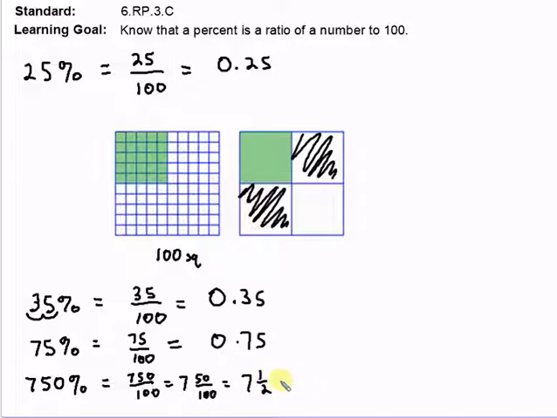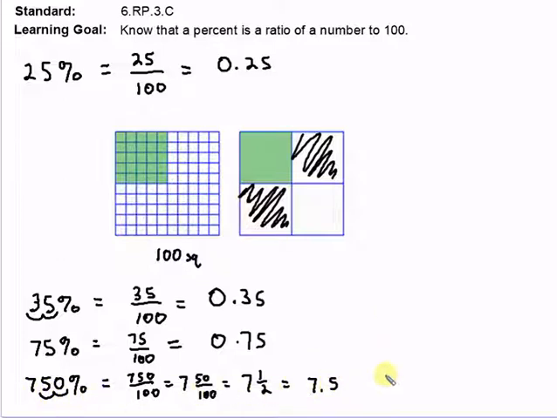So if we take 7 and 1/2, then we know that 7 and 1/2 is really just 7.5. We could convert that to a decimal by just looking at this, 7.5. But let's see, is that right? Let's take our decimal point, which, since it's 750, is really just the same as 750.0. So we'll take our decimal point and move it 2 spaces back. 1, 2. And of course that does give us 7.50.